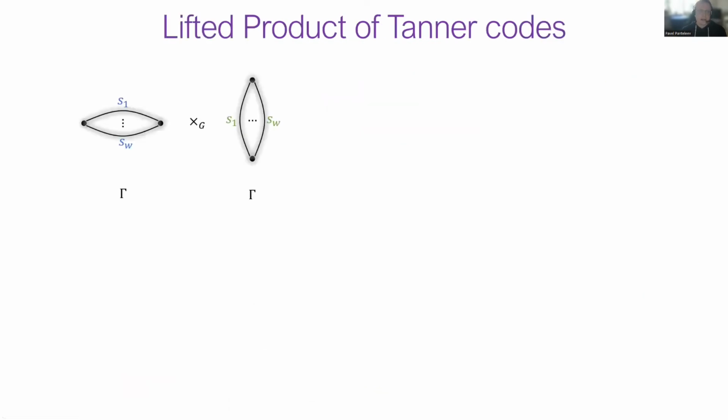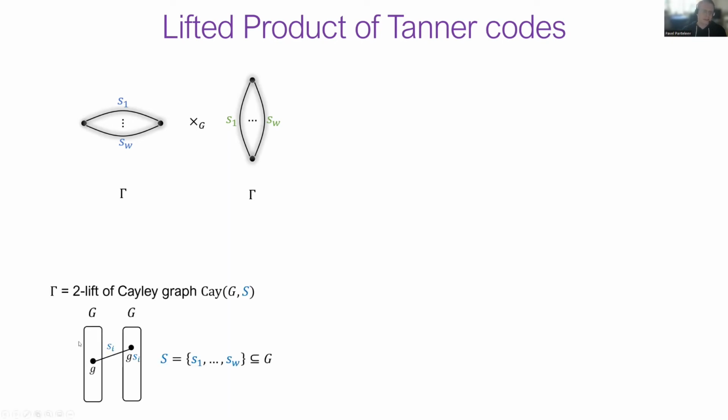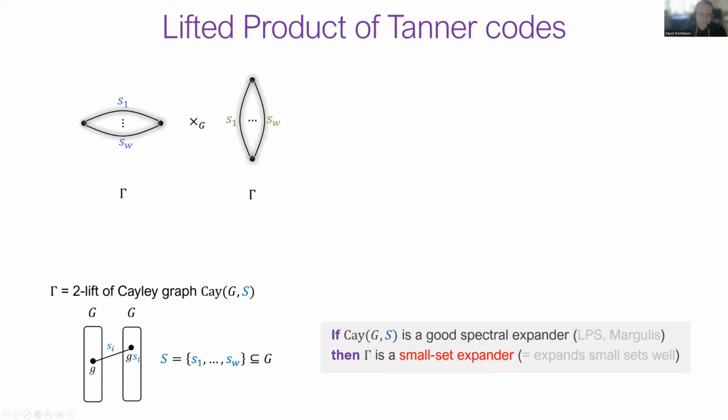Okay, let me describe our main construction for good qLDPC codes and locally testable codes. So we start from two lifted graphs. And these two lifted graphs are obtained as two lifts of Cayley graphs. In order for the construction to work, we need Cayley graphs that are good spectral expanders. And particularly in our work, we use the LPS family of Ramanujan graphs.